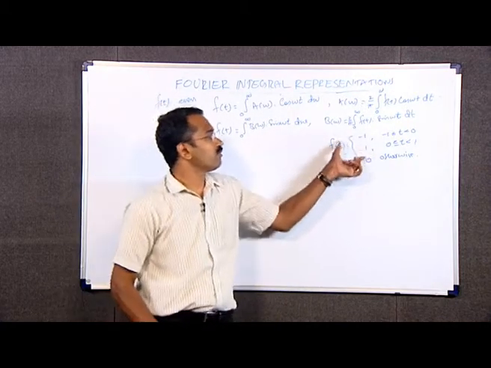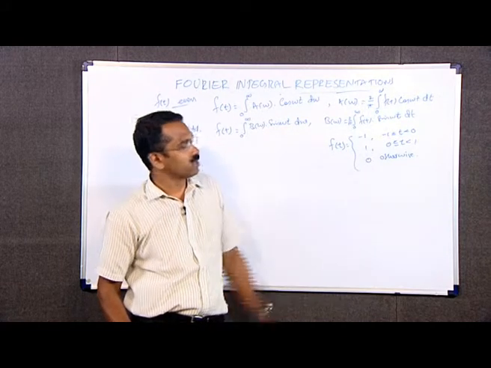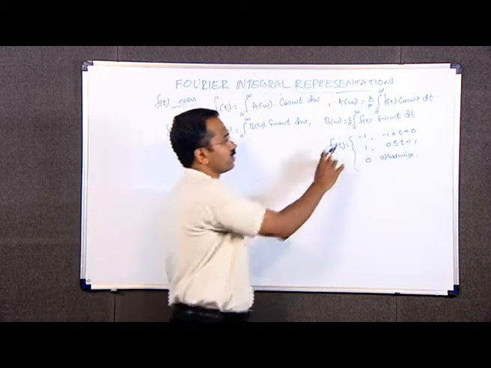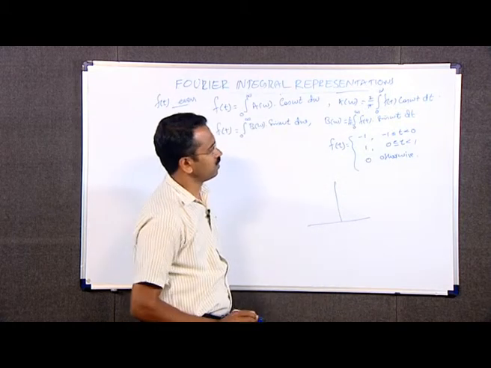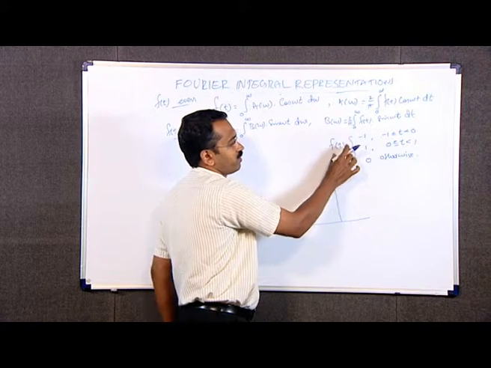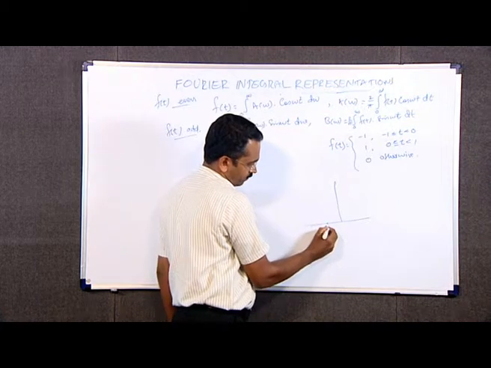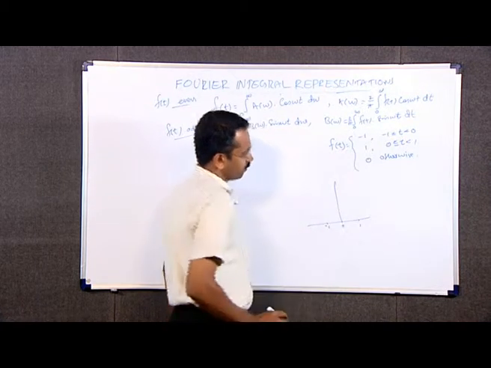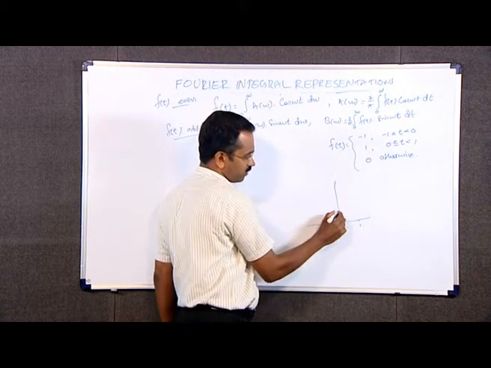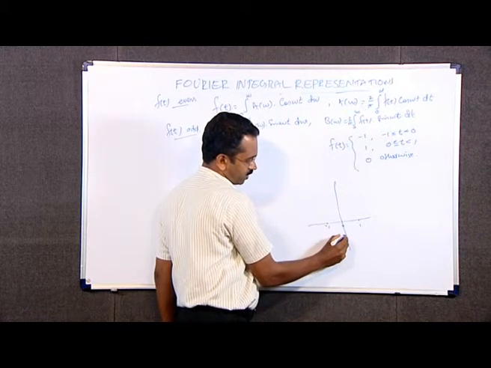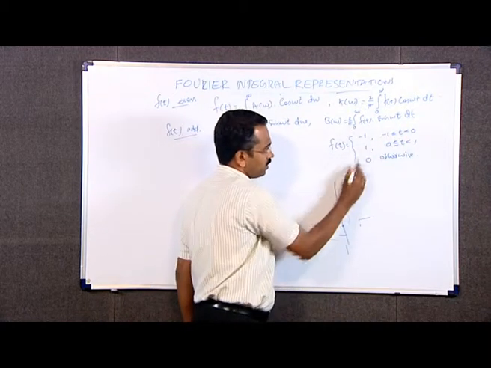Here we can verify whether this function is an odd function or an even function. Clearly, this function is an odd function because the graph of the given function is like this: from -1 to 0 the function is -1, and from 0 to 1 it is 1.